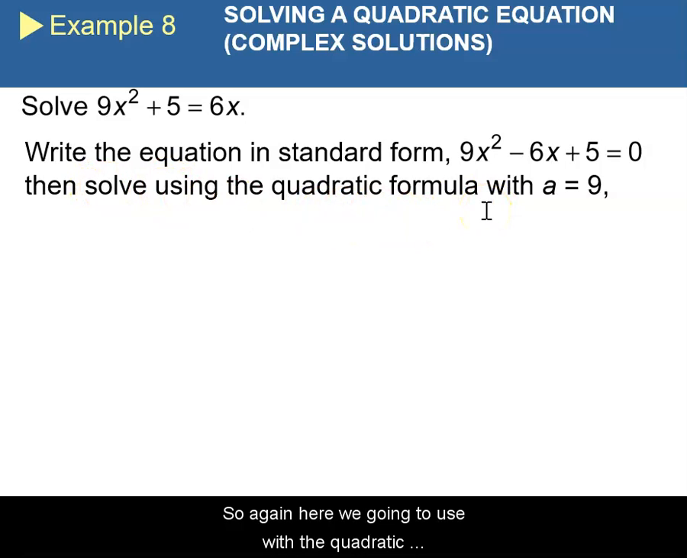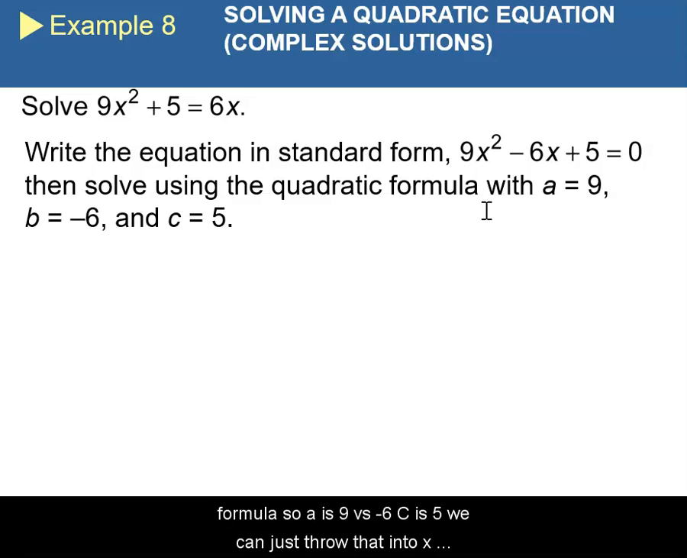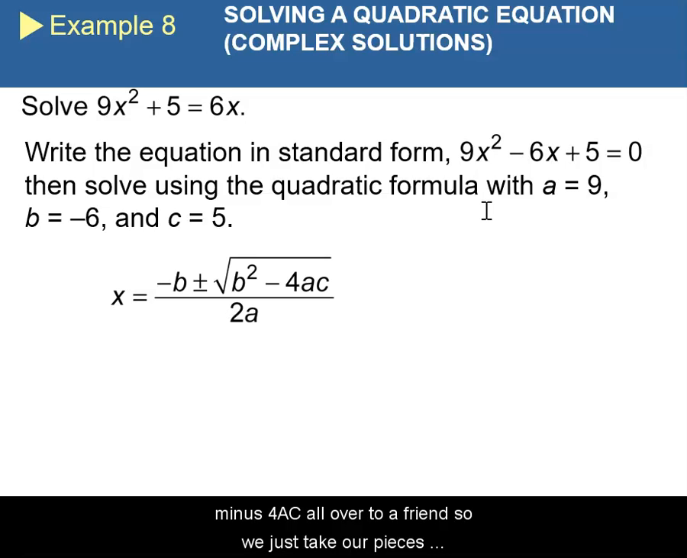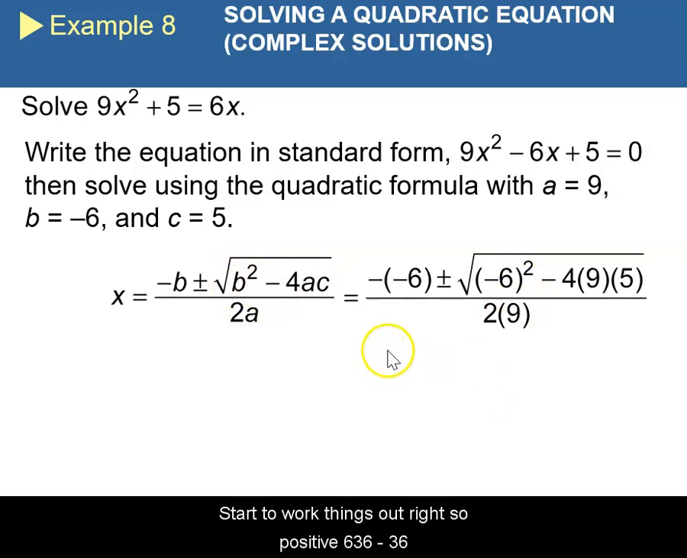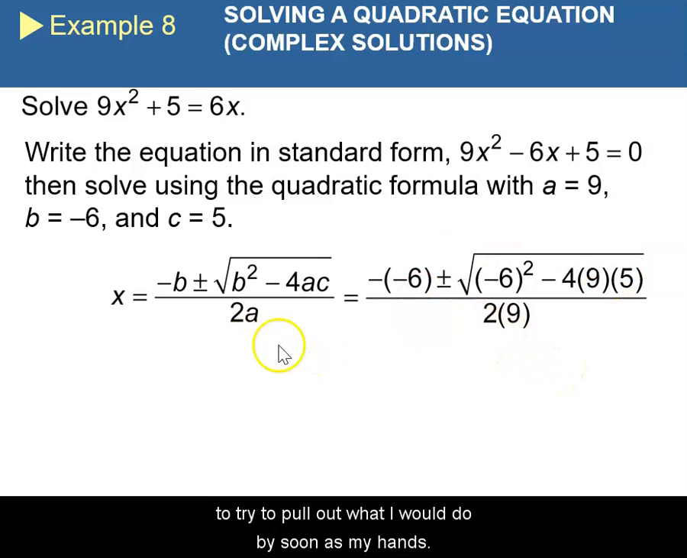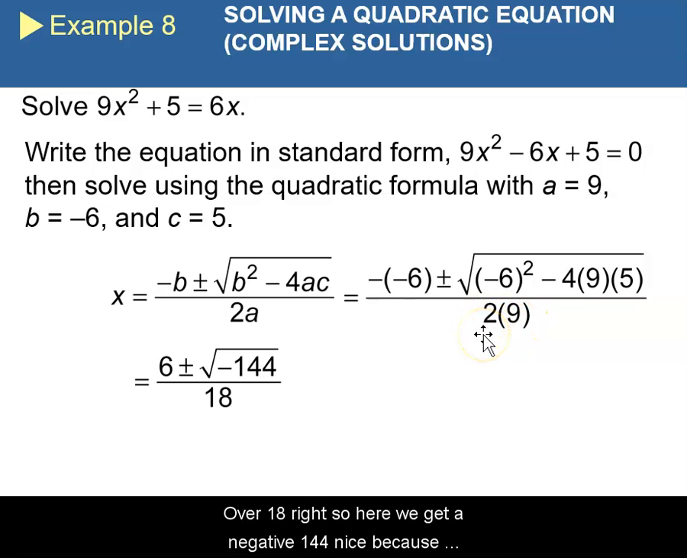So a is 9, b is negative 6, c is 5. We can just throw that into x equals negative b plus or minus the square root of b squared minus 4ac, all over 2a, right? So we just take our pieces and we throw them into the formula and start to work things down, right? So positive 6, 36 minus 36 times 5. So we have a common factor of 36 that we can start to try to pull out, which is what I would do if I was doing this by hand, over 18, right?